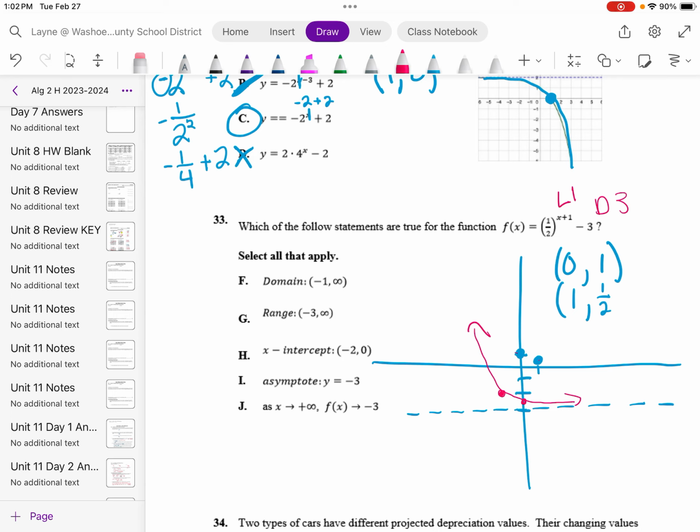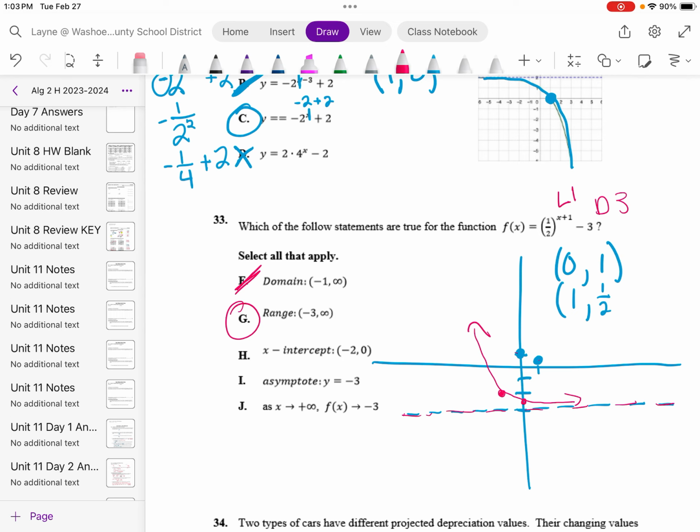All right, the domain is how far left and right it goes. There are no boundaries to how far left or right an exponential decay graph goes. So that would be all real numbers, not that. All right, the range is negative 3 to positive infinity. The lower boundary is down here at negative 3, and it goes up to positive infinity. So that is correct.